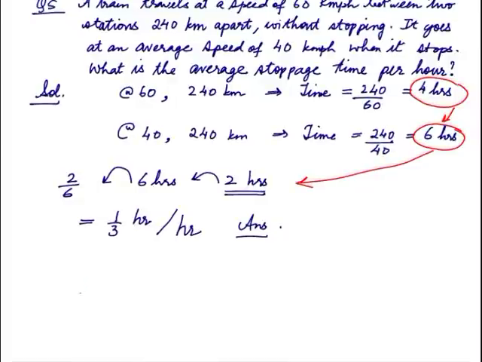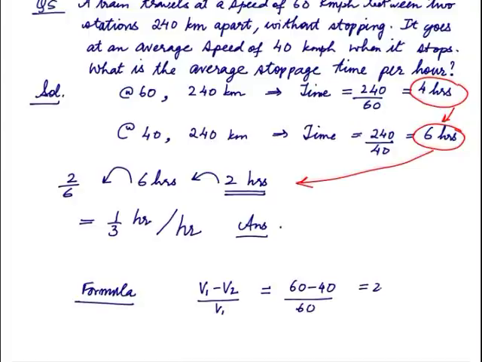Instead of solving it this way, if you wish to apply the formula that we have seen a little while ago, then you can apply it directly. Let us see. Using the formula, we get V1 minus V2 upon V1 as the answer. V1 is 60, V2 is 40, V1 is 60, which is 20 by 60, which is 1 by 3 hours per hour. Bingo, we have the right answer. So whichever way you wish to use it, do it. It won't take much time either way.